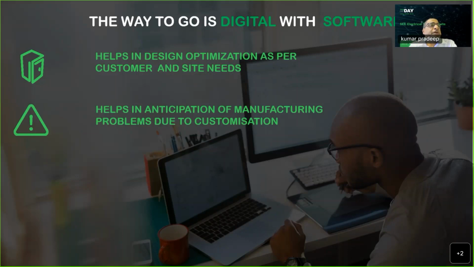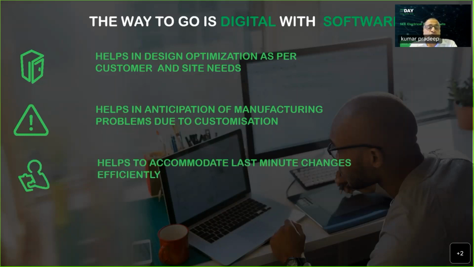Since you make a non-standard or customized panel, you need to manufacture something new, which means that there could be some manufacturing problems. When you go digital with the right software, you can create a digital twin of a panel before you even manufacture it, which means you can visualize what will come out tomorrow on the shop floor and you can make the corrections right now so that you don't waste anything on the shop floor and you also make it quite fast. The third advantage is that you can accommodate last minute changes efficiently.